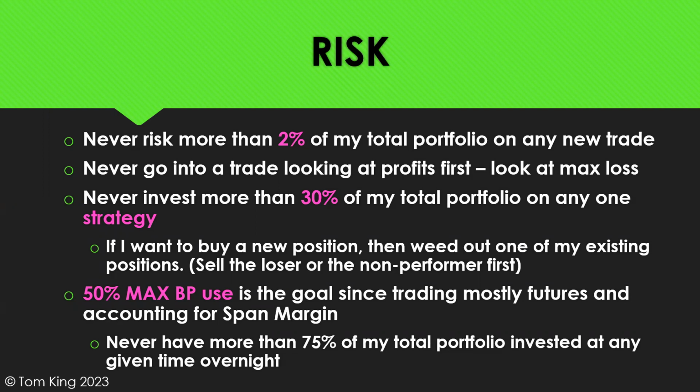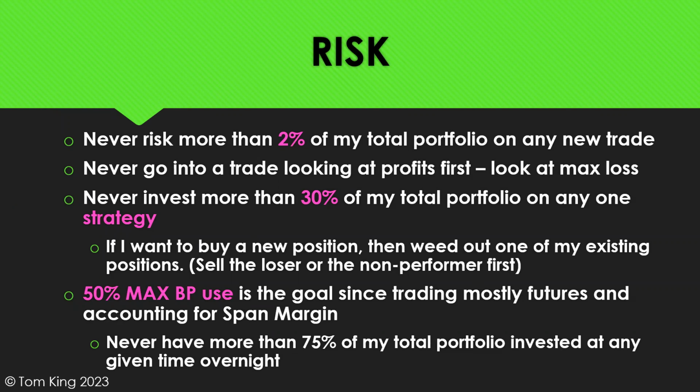So if I want to buy a new position, and I'm at that 30% maximum of the portfolio in any one strategy, and really, when I say 30% of my portfolio, I'm really talking about 30% of the buying power that I'm allocating. Maybe I could word it a little bit better, but it's 30% of the buying power that I will risk, which I'm going to talk about in just a minute. But if I'm at that 30% area, I'll have to weed something out. Something has to go before I can add something new. I'm not going to go over 30% of my portfolio, or really 30% of my buying power that I will use.